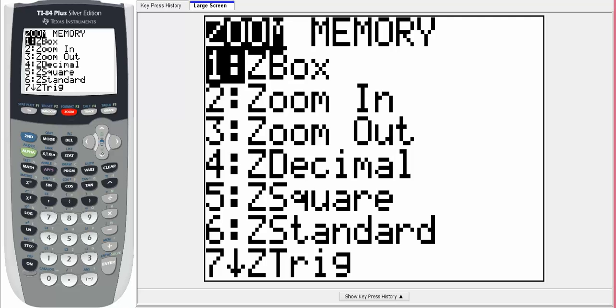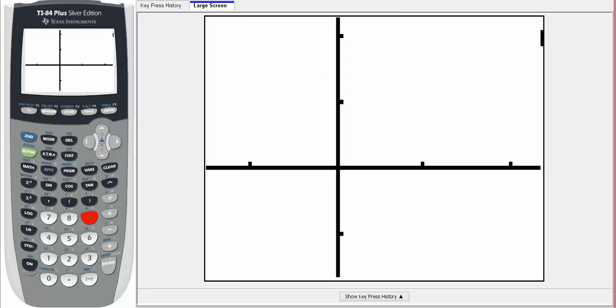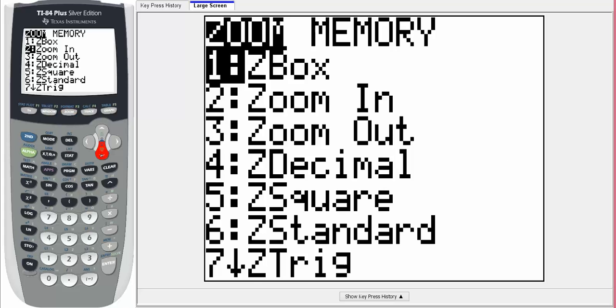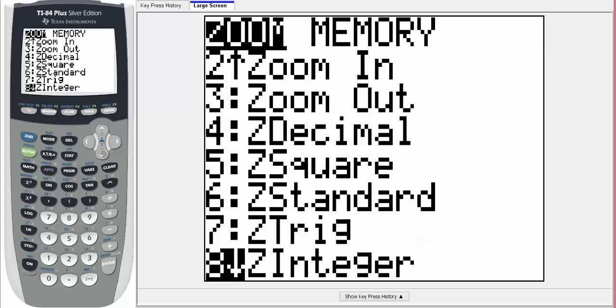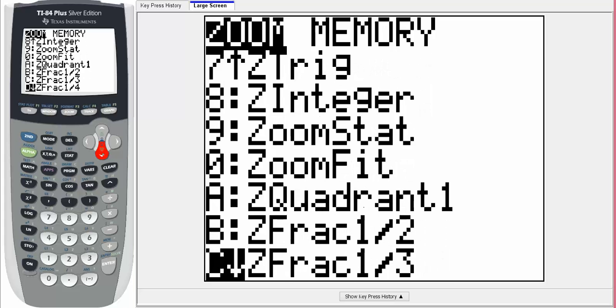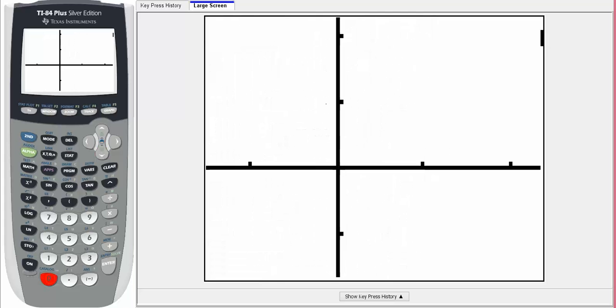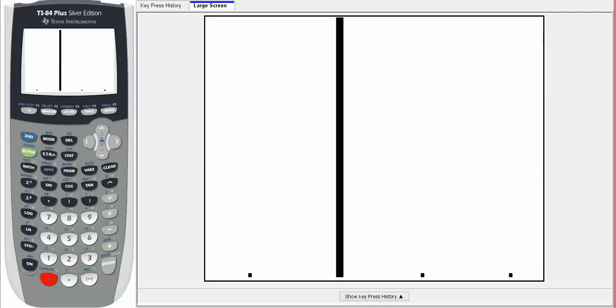So zoom, was it 9? Let's see if it changes a little bit. Oh, interesting. It still thinks that that's the window. Zoom, we got standard, trig. Oh, zoom stat. Zoom fit is 0. Sorry, zoom fit is 0. So let's, oh, there we go. Yay, it's going down.